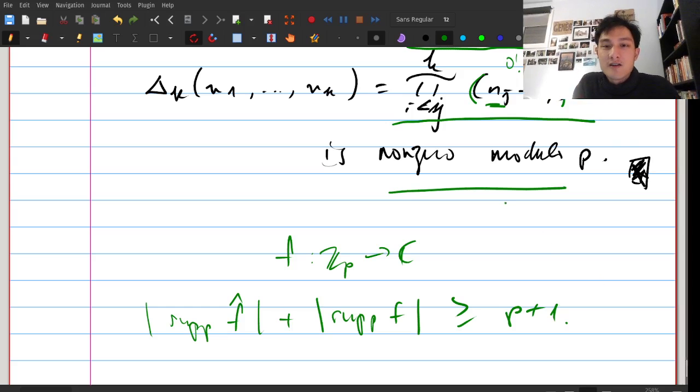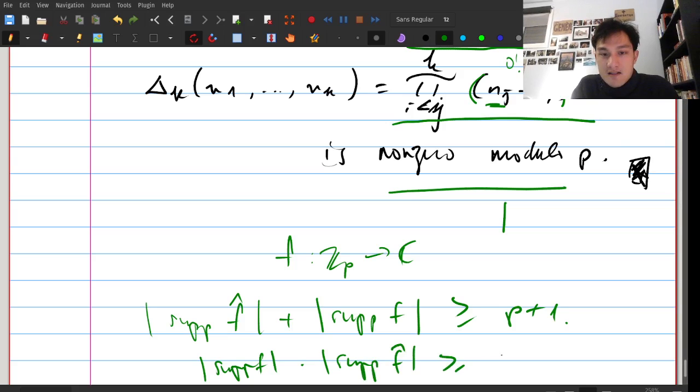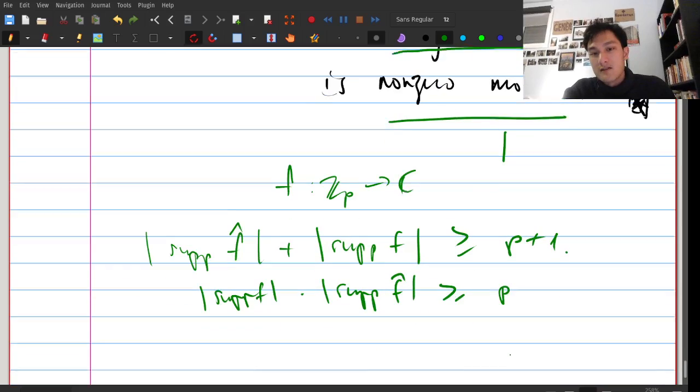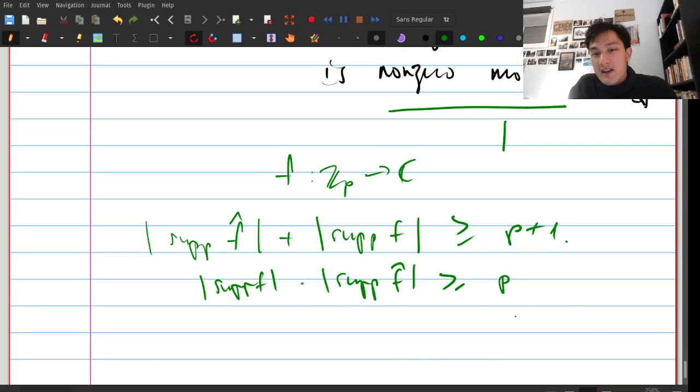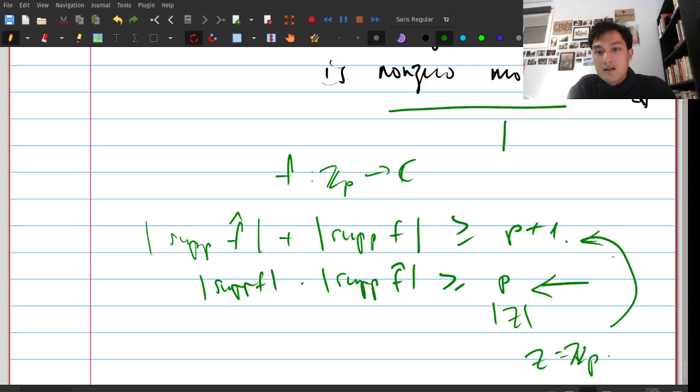Remember, the general uncertainty principle was that if you multiply these two things, you get something that's greater than or equal to p, right? This works for any group, not just Z_P. For any group, it's going to be the size of the group. But when the group is Z_P, you get this one, and it's a lot stronger. Anyway, I already talked about that in a previous video. I don't know why I'm saying it again.